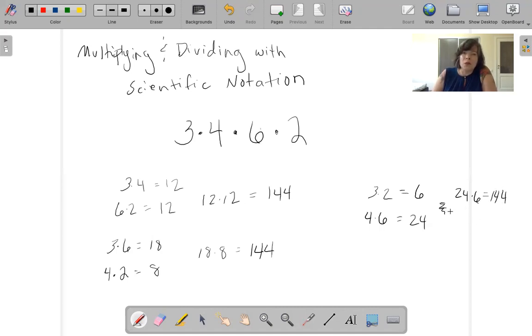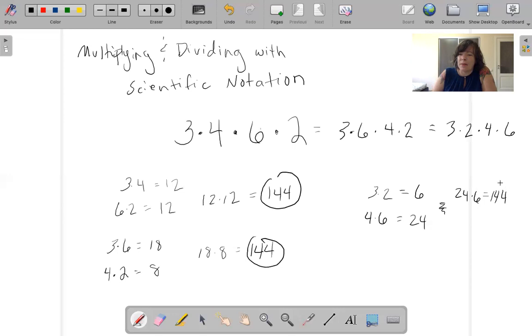Isn't that cool? When you have a bunch of numbers multiplied all together, you can shuffle them all around. I can change this to 3 times 6 times 4 times 2, or I could change it to 3 times 2 times 4 times 6. I can change them in any order, and I'm always going to get the same answer. Now I'm going to show you how to do it with scientific notation.